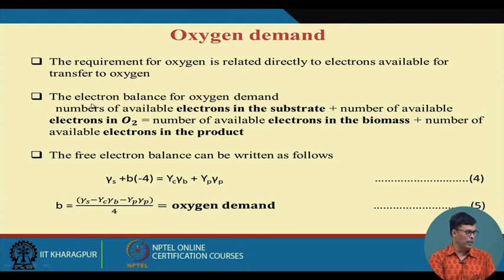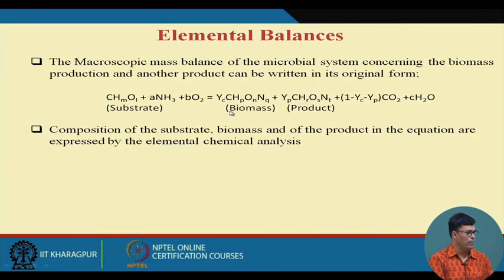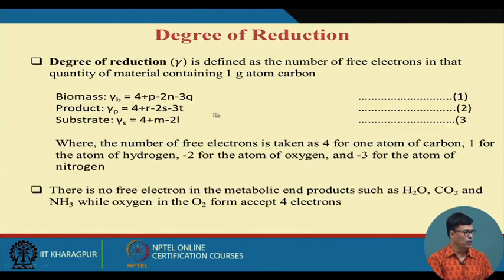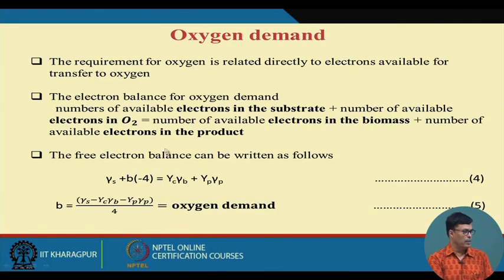Now, if you want to do the electron balance of this equation, we have the previous equation with substrate, oxygen, biomass and product. I already told you the free electron of ammonia is 0, of carbon dioxide is 0, and of water is 0. So how do you do the carbon balance? The number of available carbon in the substrate plus the number of available carbon in oxygen equals the number of available carbon in biomass plus the number of available carbon in product. If you do this, you get this equation.